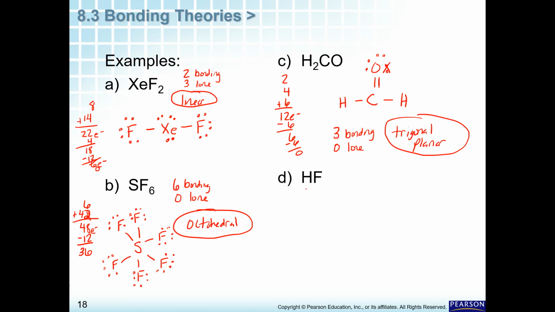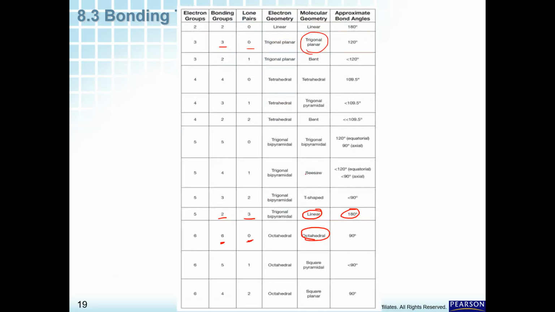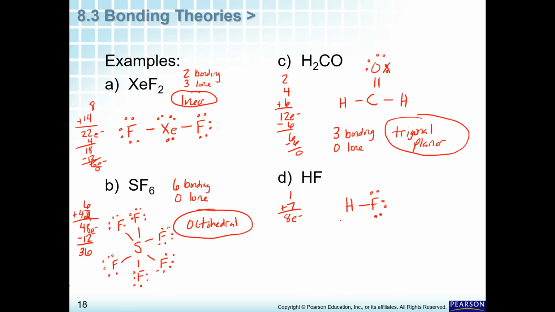And last but not least, we have HF, which I kind of already showed you. Hydrogen gives us 1, fluorine gives us 7, which gives me 8 electrons that I'm working with. Notice here, when I make this structure, there is no central atom. Since there is no central atom, you do not have to use this chart at all. You just have to notice there's no central atom, which automatically makes it linear. And linear structures are always about 180 degrees.